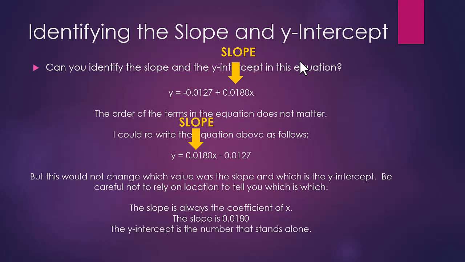So the y-intercept is a constant, meaning it doesn't have a variable next to it. So you can say that it stands alone. So what is the y-intercept in this equation? Well, you can probably see it has to be the other number, right? So in this case, the y-intercept would be negative 0.0127.